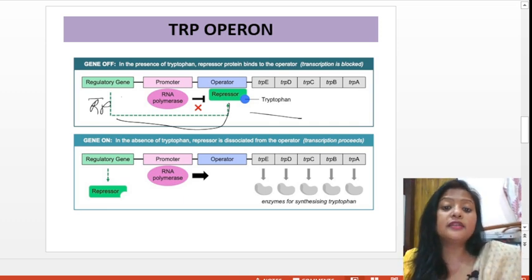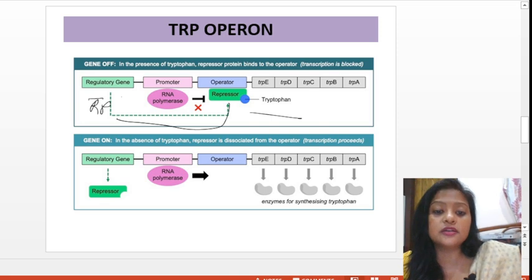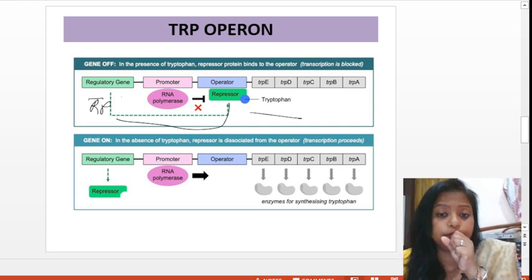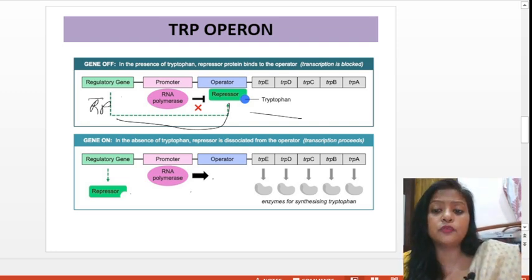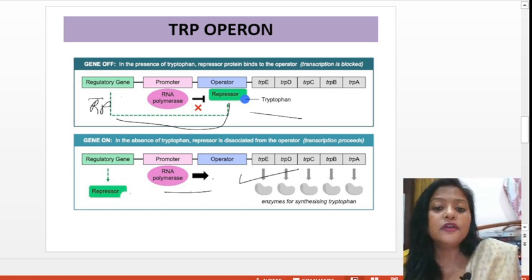Now suppose there is absence of tryptophan. Now you need tryptophan because in the cell there is no tryptophan. Then what will happen? The gene turns on. Out here also the repressor will be produced, but since there is absence of tryptophan, the repressor will not bind to the operator. The repressor will be dissociated from the operator, and the transcription will occur. So all the enzymes for synthesis of tryptophan will be active and they will help in the production of tryptophan.